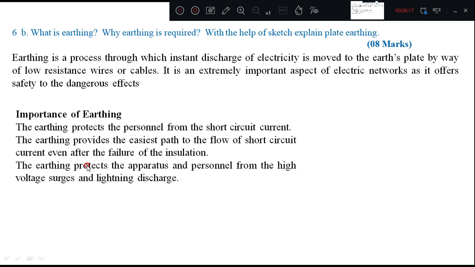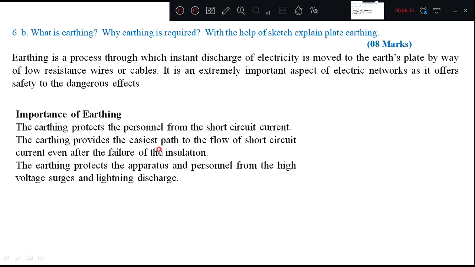Then the requirement of earthing, or importance of earthing, is that earthing protects personnel or human beings from the short circuit current. The earthing provides the easiest path to the flow of short circuit current even after the failure of the insulation.